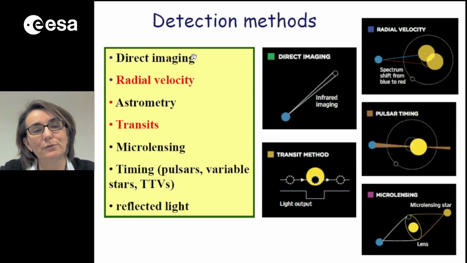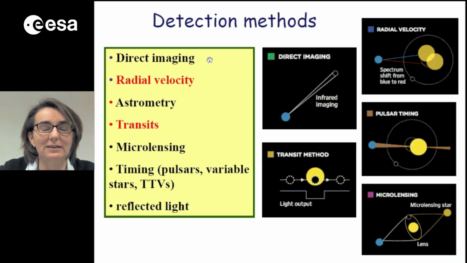This list gives you an overview of the different detection methods that are used. There's direct imaging, and Eva just showed you a nice example of a planetary system detected by direct imaging. Radial velocity shows the movement of the central star induced by the planet. I'll come back to that in a minute. Astrometry is essentially using the same information, but measuring position on the sky. Microlensing is the detection of planets by gravitational lensing. You can do it by timing of pulses, for example, from a pulsar planet or variable stars, or measure the reflected light of planets. I don't want to go into detail of all these detection methods.